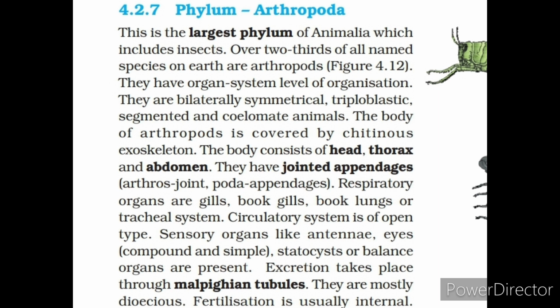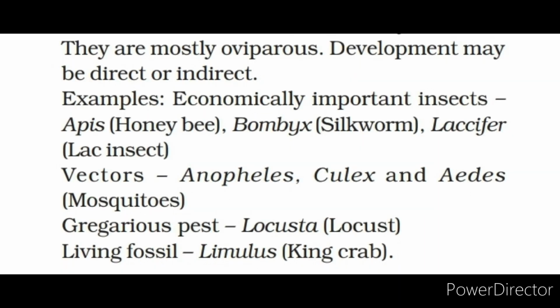They have jointed appendages, arthros, joint, poda, appendages. Respiratory organs are gills, book lungs or tracheal system. Circulatory system is of open type. Sensory organs like antennae, eyes, compound and simple, statocysts or balance organs are present. Excretion takes place through Malpighian tubules. They are mostly dioecious. Fertilization is usually internal. They are mostly oviparous. Development may be direct or indirect.